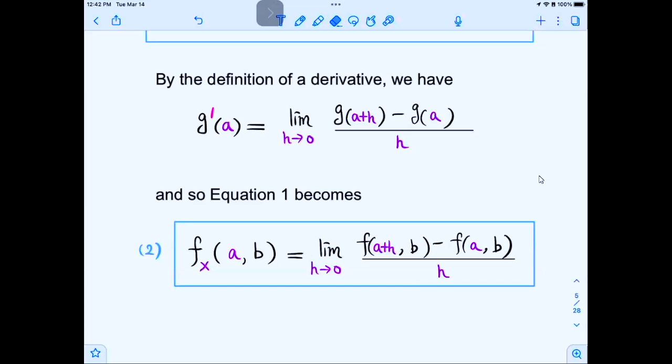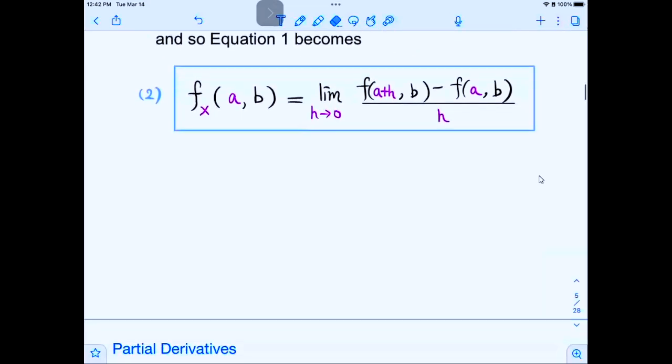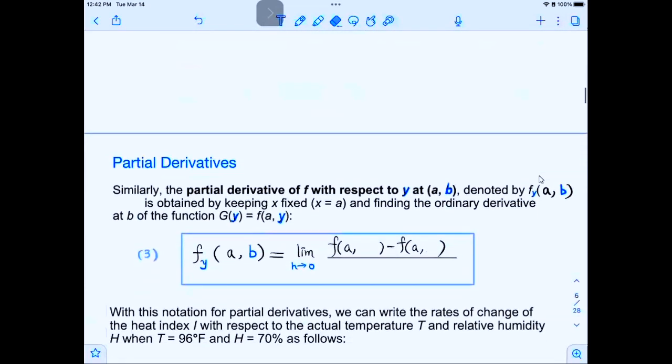You see over here, only this first component, the x component, will change. So it's a similar idea as what we had before, except this time we keep the other component fixed. But this one here is a plus h, and here's a, and here's h. So that's a connection between the old definition and this. So that's a partial derivative of the function with respect to x at a comma b.